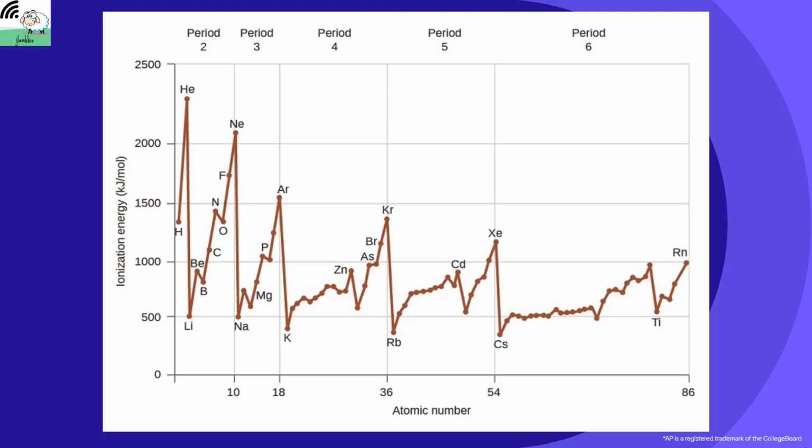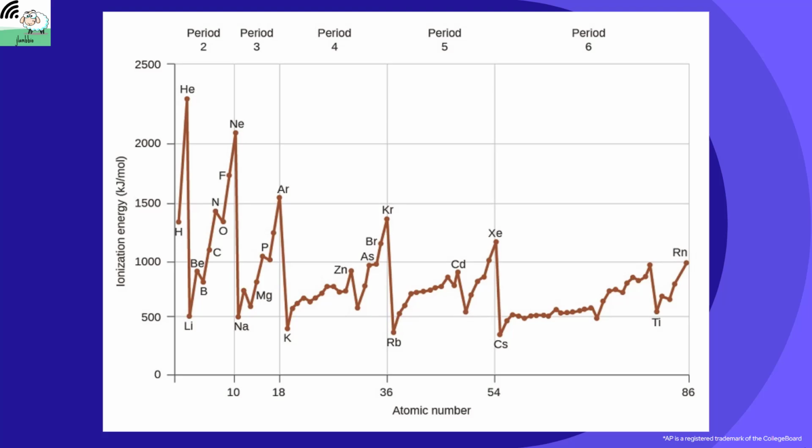So you can take a look at this basic trend here. Let's take a look going from left to right across a period. As we start at lithium and go to beryllium, boron, carbon, nitrogen, oxygen, fluorine, and neon, the ionization energy, or the energy needed to remove an electron, increases, and that's due to the fact that as you go across a period, the number of protons in the nucleus increases, resulting in those electrons being more attracted to the nucleus. However, if we look at the elements just at the bottom, for example lithium, sodium, potassium, rubidium, and cesium, you can see the ionization energy goes down as we go down the alkali metal group. And that's due to the fact that the valence electrons are in a higher energy level as you go down a group.